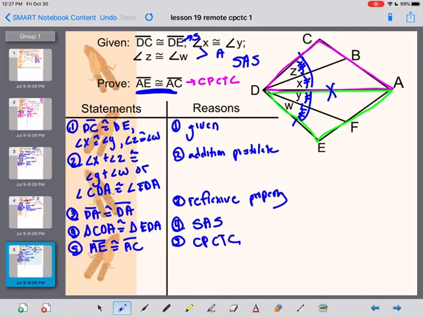CPCTC. So again, guys, keep in mind with CPCTC, the important thing is you must prove triangles congruent first. Use the pieces to help you figure out where the triangles are, and try to be careful when you do your lettering that the pieces match up and everything's in the right place. Hopefully you found this helpful.